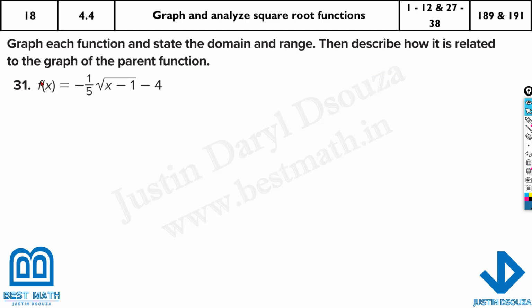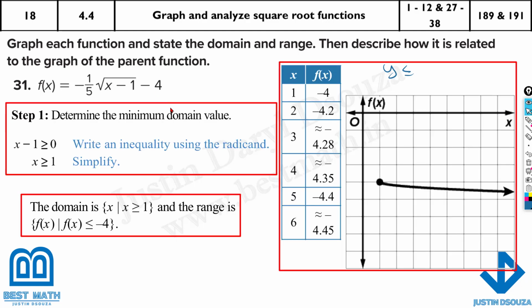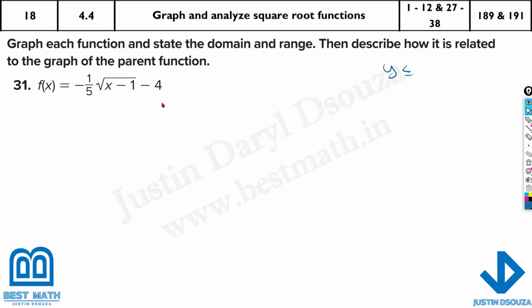Similarly, I'll just show you the answer and walk it through. Now with this minus, one important thing is the range: that will be less than or equal to. Then everything else is the same. So less than or equal to minus 4. What about the domain? Domain is greater than or equal to positive 1. The graph can be easily found in the calculator.